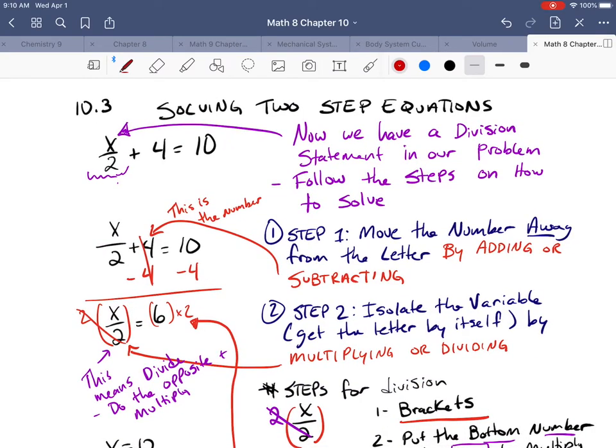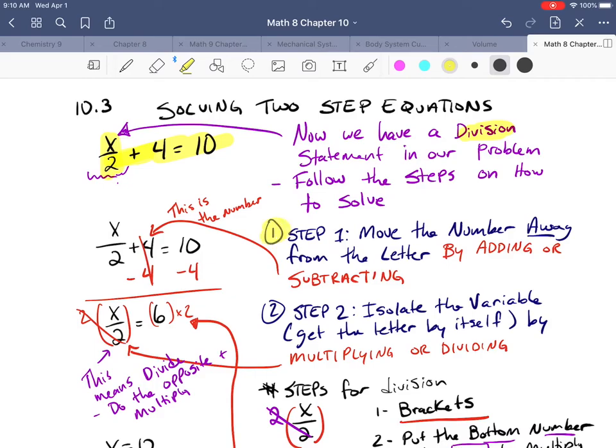Okay. So here we go. This one is solving 2-step equations when you have a division statement. So x divided by 2 plus 4 equals 10. This is a little bit different than what we were looking at before because it has a dividing statement. So we have a division statement in there, and you've got to follow these steps exactly to solve.